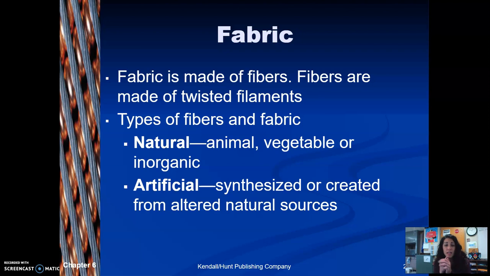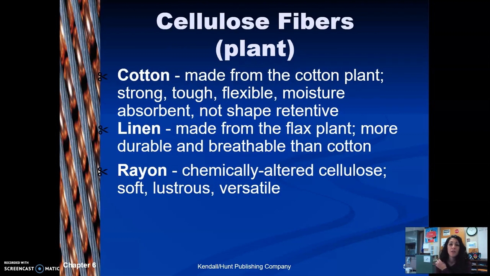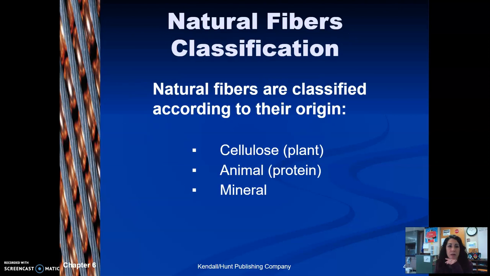Artificial or synthetic fibers are ones that are created sometimes from natural sources, like cotton that has been altered and turns into rayon, or they're artificial from the beginning, like polyester. So natural fibers, like I just said, are either plant, cellulose, animal, or mineral. So plant examples, a couple of them are cotton. So these are some common types, and I'll go through these more specifically going forward.